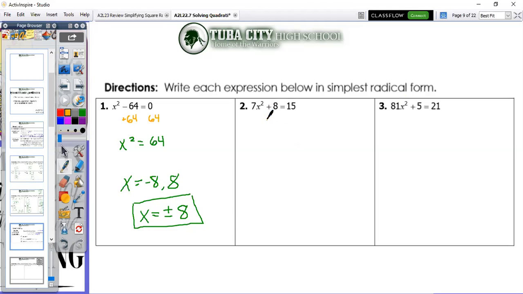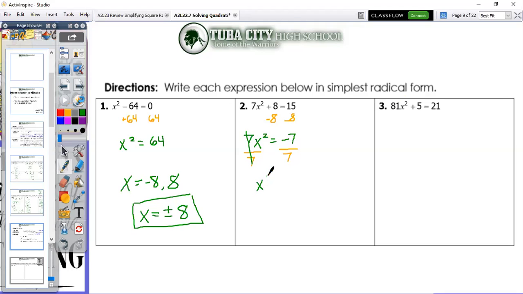Now moving on to the next one. Let's isolate this just using regular algebra, what you would do in most everyday algebra problems. Okay. Now we still got to get rid of this 7, right? Because we got to get that x by itself. So I'm going to take both sides and divide them by 7.